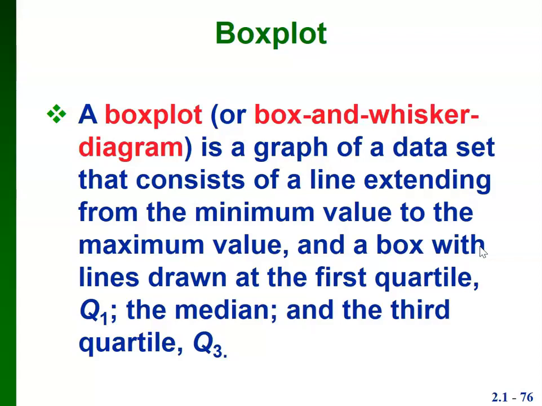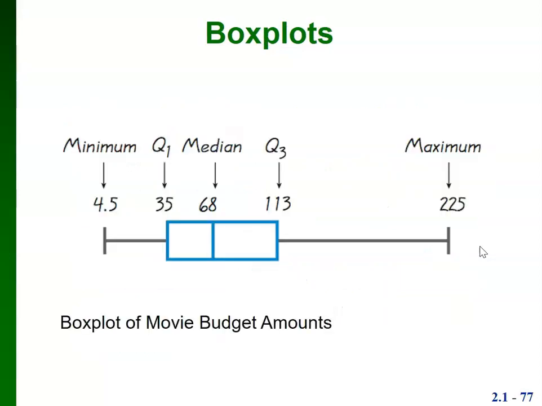This is just a different type of graph of a data set. It consists of a line that starts at the minimum value and goes all the way to the maximum value. It has a box in the middle with lines drawn at the first quartile, the median, and the third quartile. It's going to look something like this.